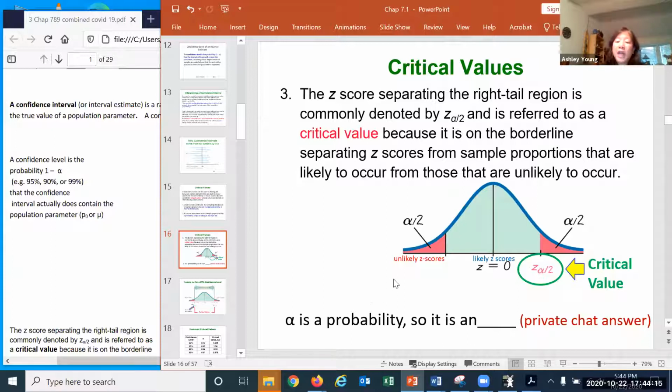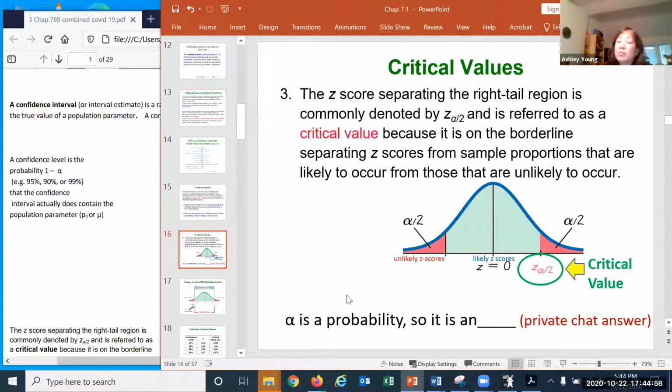So let me ask you one question. Alpha is a probability. Probabilities are what when we talk about normal distributions? Everyone private chat to me what that is. Alpha is a probability, so in this drawing, it would be what? Only 3 people know. Probability is the same thing as what? Only 6 people know, 7 people? Oh, I'm worried. Okay.